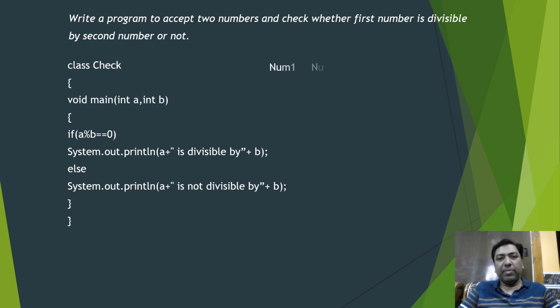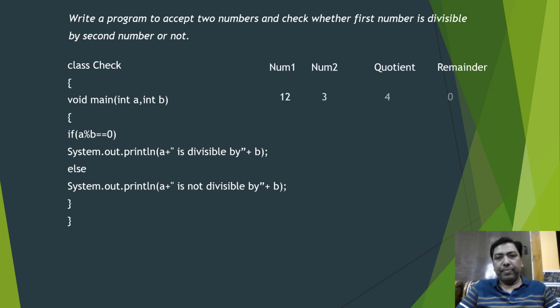Now let us see with the help of an example. Suppose the first number is 12 and the second number is 3. So 12 divided by 3, quotient is 4, remainder is 0. Because remainder is 0, the output you will get is 12 is divisible by 3. Another example, the numbers are 17 and 5. 17 divided by 5, quotient is 3, 5 threes are 15, and remainder will be 2. Here you can see remainder is not equal to 0, that's why it will go directly to the else, and the output will be 17 is not divisible by 5.